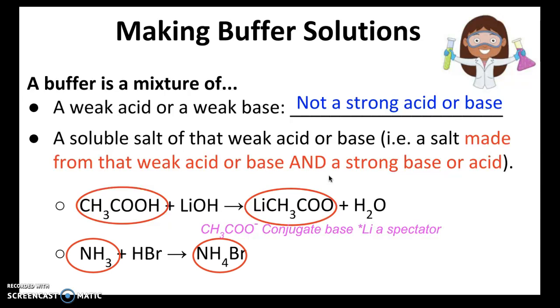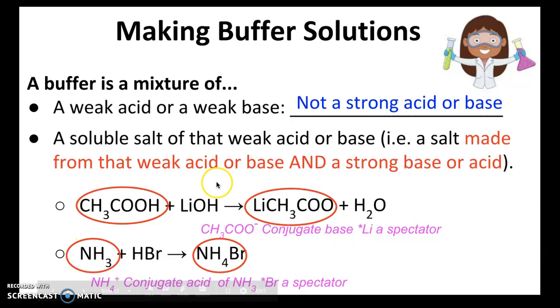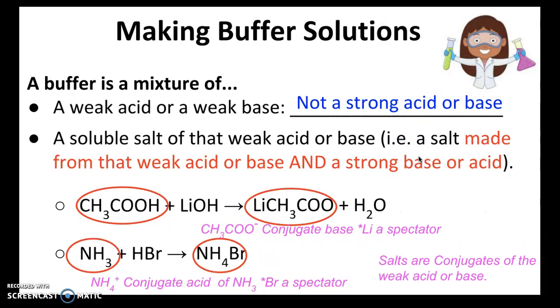Great. So NH3, which is your weak base, and the salt of that weak base would make a buffer. Once again, NH4+ is the conjugate acid of NH3, and the Br is just the spectator ion. So when we say salt, what we're really saying is that they're conjugates of the weak acid or weak base.